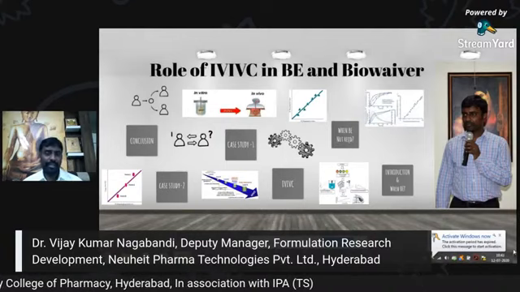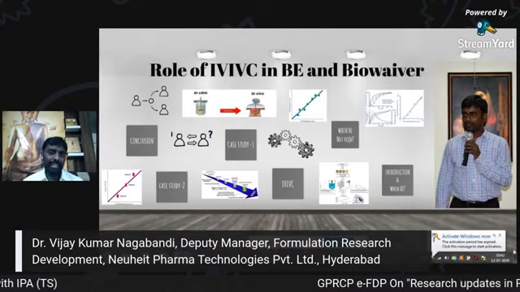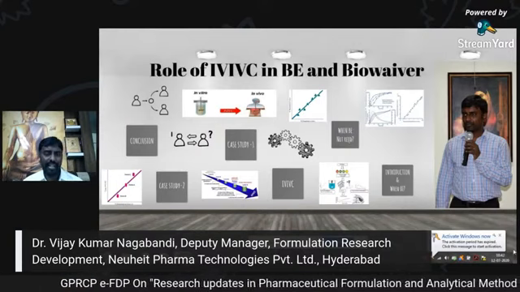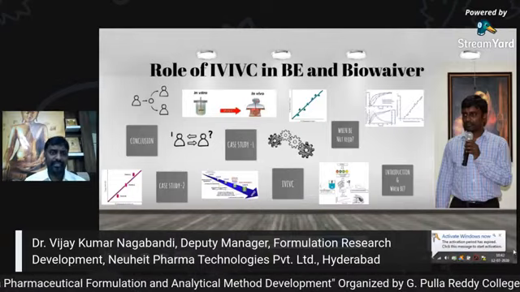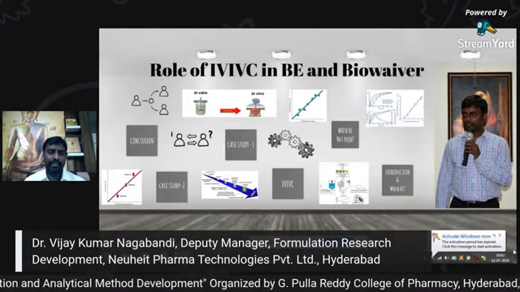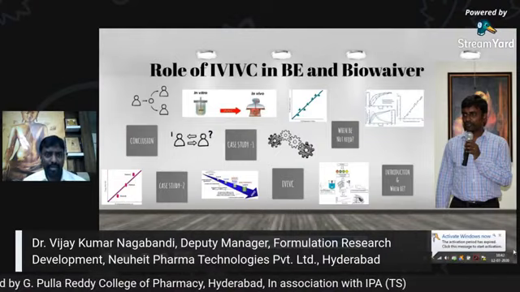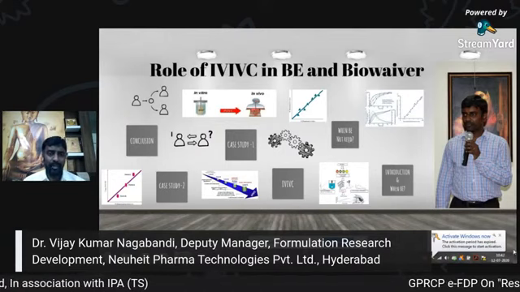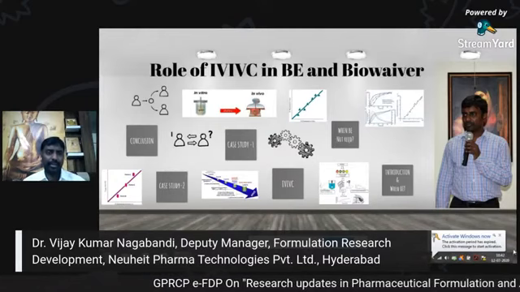But to prove that a generic formulation is equivalent to the innovator, certain criteria are required. The major criterion in the list of various requirements is bioequivalence. At least we need to prove that our test formulation is bioequivalent to the innovator formulation. Only then will the regulatory authority give approval to bring the molecule into the market.